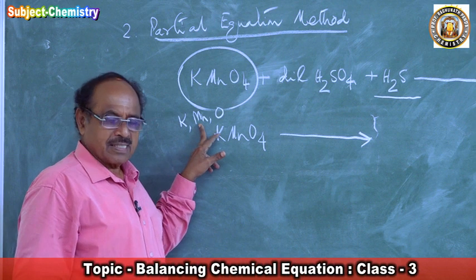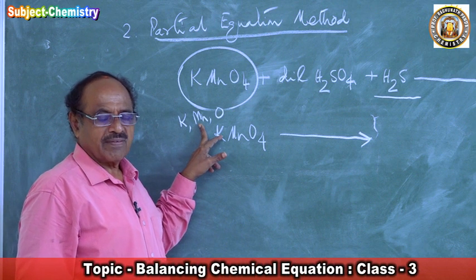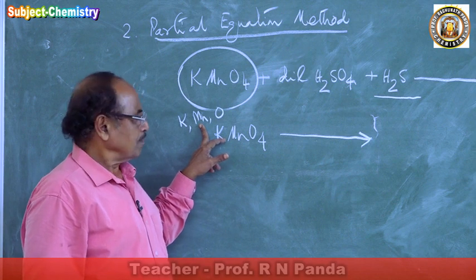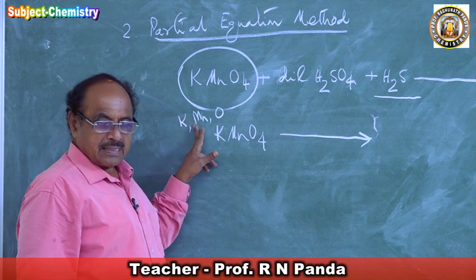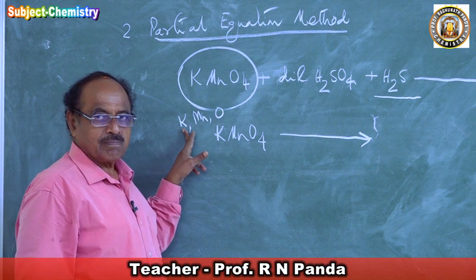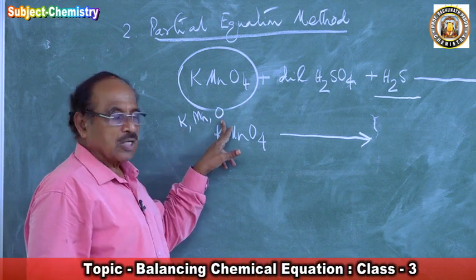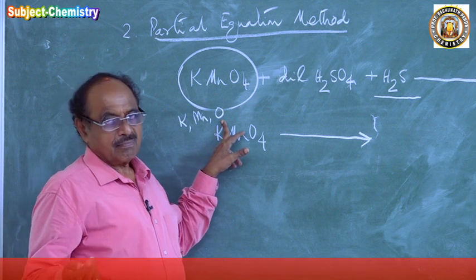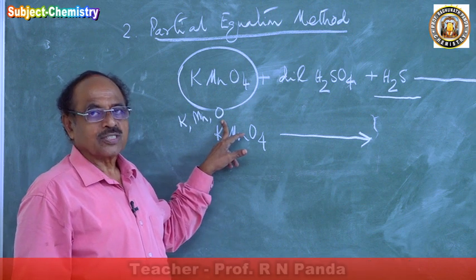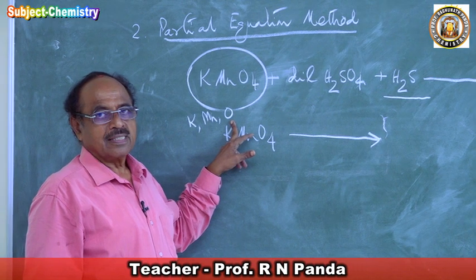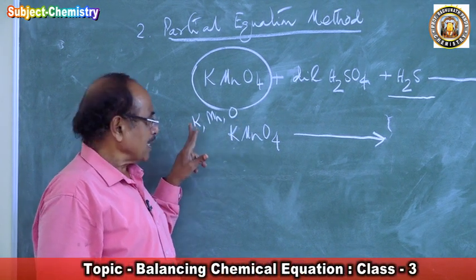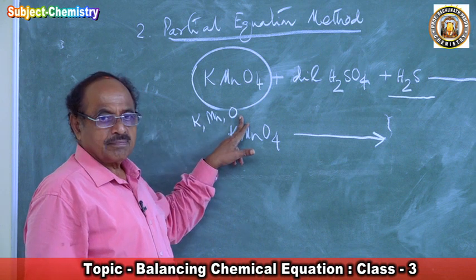Manganese is a metal, a transition metal, D block, 7B group of the periodic table. It is less positive than potassium. Then comes oxygen, group 6, a highly electronegative element. So the most positive is who? Potassium. So potassium will react with oxygen.